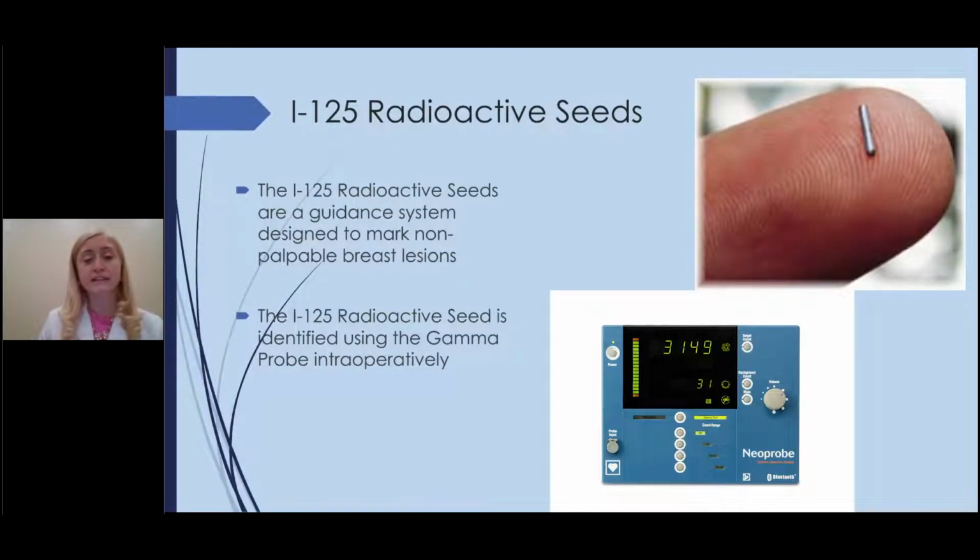Now, to localize these areas, there are a few different methods that I use. We definitely have advanced from wire localizations. I use 2 different methods here in town. One is I-125 radioactive seeds. I've been using the radioactive seeds since probably 2015. Fantastic system. These are to mark our non-palpable breast lesions. The probe, as you see in the picture there, is used to identify these seeds in the operating room.